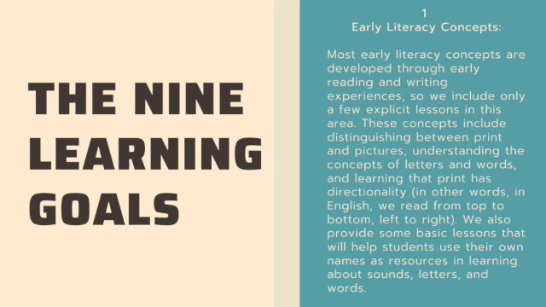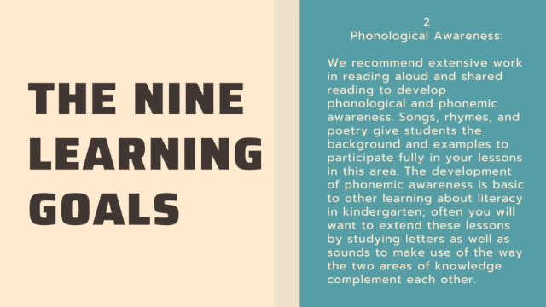These concepts include distinguishing between print and pictures, understanding the concepts of letters and words, and learning that print has directionality. In other words, in English, we read from top to bottom, left to right. We also provide some basic lessons that will help students use their own names as resources in learning about sounds, letters, and words. All right, so the second one is phonological awareness.